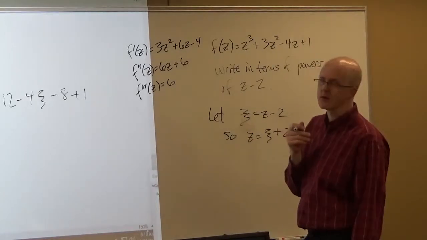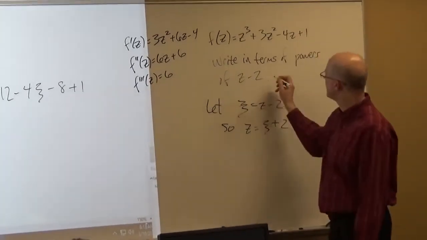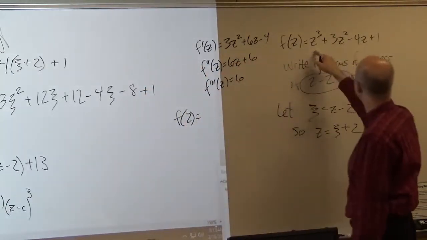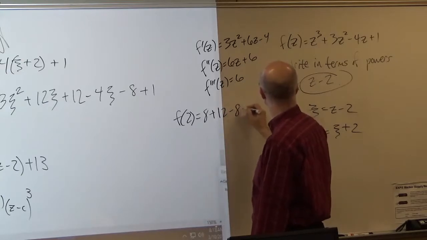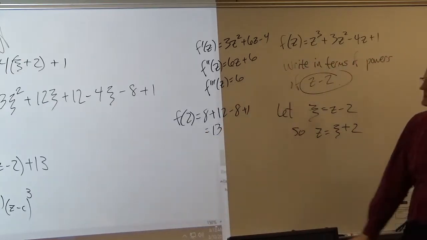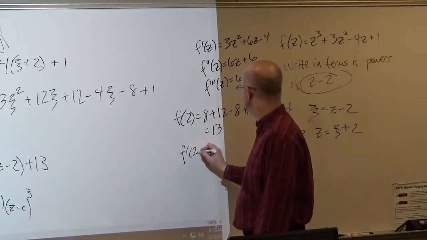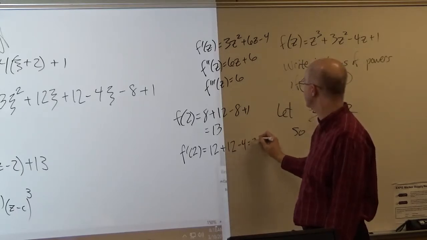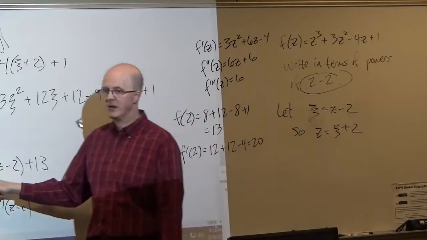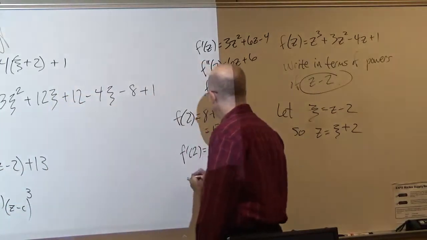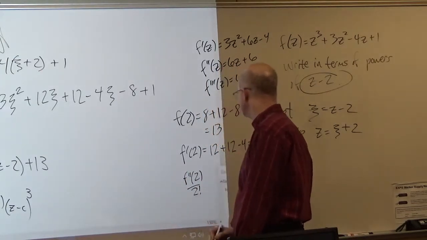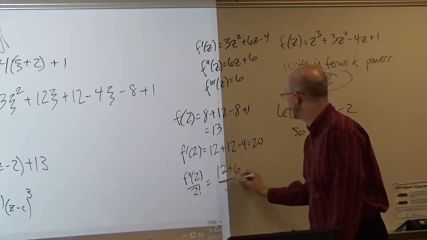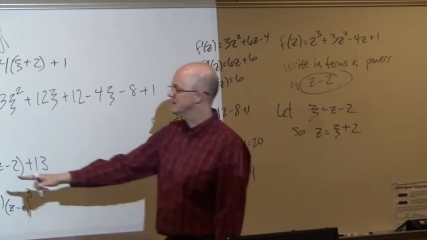Now plug into all these things. We're expanding about c equals 2 when we write it in terms of powers of z minus 2. F of 2, going back here, is 8 plus 12 minus 8 plus 1 is 13. That looks good. Matches the 13 there. F prime of 2. Plug 2 into there, I get 12 plus 12 minus 4 is 20. That 20 matches this 20, that's good. F double prime of 2 over 2 factorial. Plug 2 into F double prime, I get 12 plus 6, 2 factorial is 2, I get 18 divided by 2, I get 9. That looks good too.